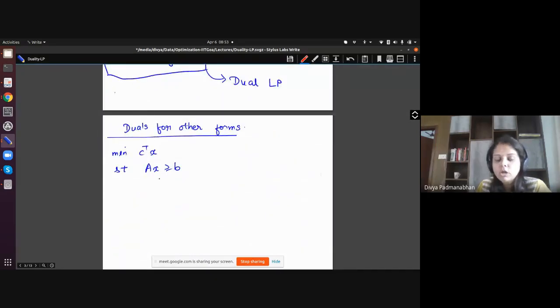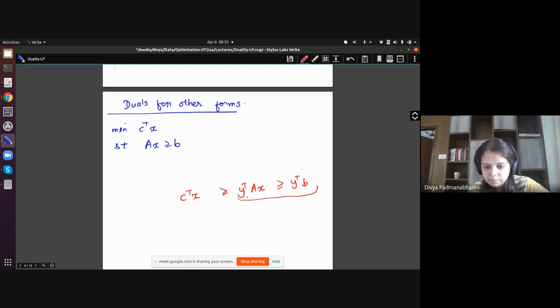Now what you want, by the same logic, is something like b transpose y. You want to multiply both sides by y, so you'll get y transpose b is less than or equal to y transpose Ax. If you remember, this is what we actually wanted. But now, here you want to multiply with y's which are greater than 0, so that this is maintained. Okay, but on this side, A transpose y, less than or equal to c, that inequality.